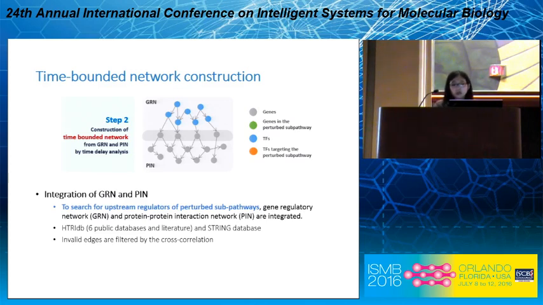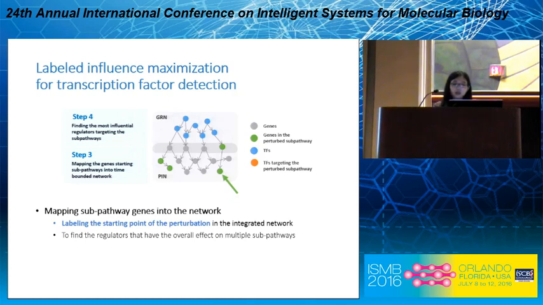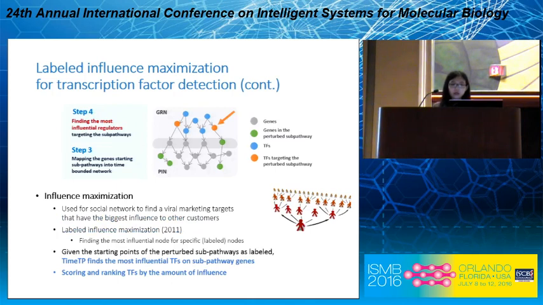And using the same methods in the previous slides, invalid edges are filtered by the cross-correlation to make it a time-bounded network. And in the diagram, green nodes indicate genes in the perturbed subpathway. So subpathway genes are mapped into the network to label the starting point of the perturbation. And the final objective is to find the most influential TFs on this network. Here it is colored in orange.